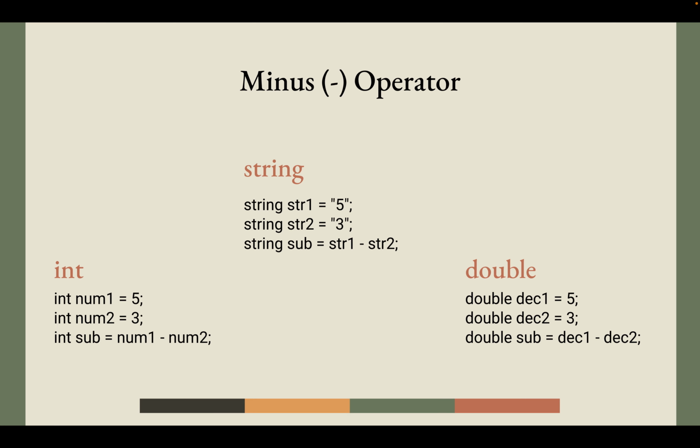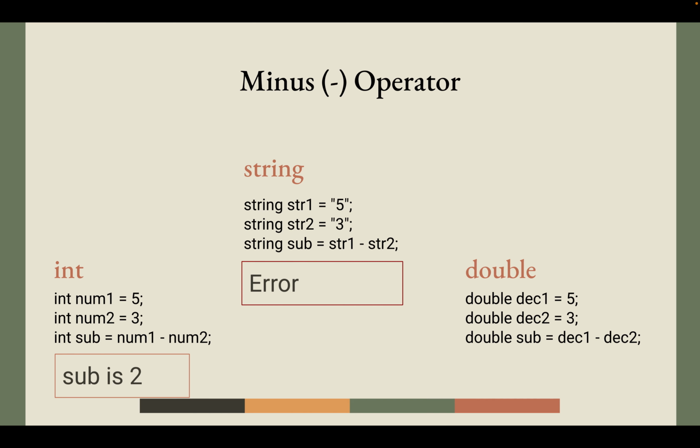Okay, minus operator. Again, take a second to pause. Okay, I'm back with the answer. So sub will work similar to plus, except we're going to subtract the two numbers. So num1 is still going to be 5, num2 is 3, and we have 5 minus 3, which is equal to 2. For string, this is actually going to throw an error.